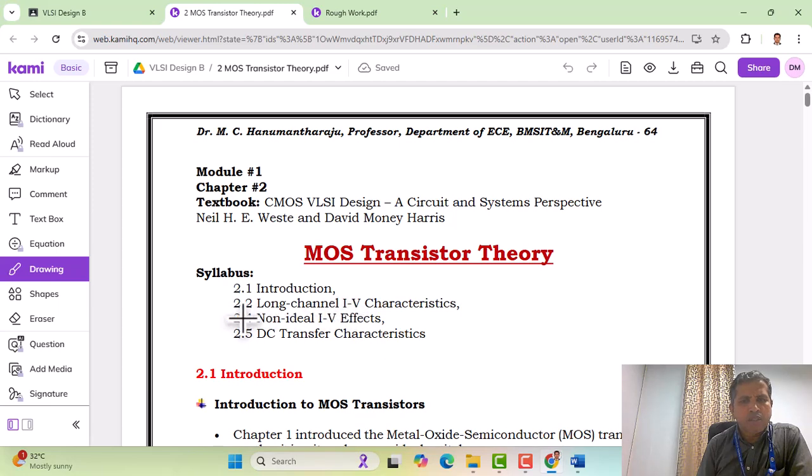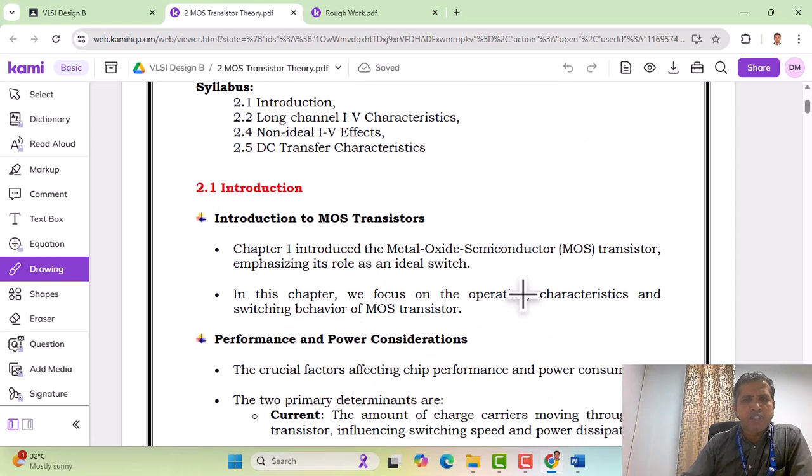And in section 2.4, we are going to focus on the non-ideal current voltage effects. Lastly, we are going to cover the transfer characteristics, specifically the inverter transfer characteristics, which we call DC transfer characteristics. So these are the topics that fall under the heading MOS transistor theory. Now let us commence with the MOS transistor theory introductory topic.